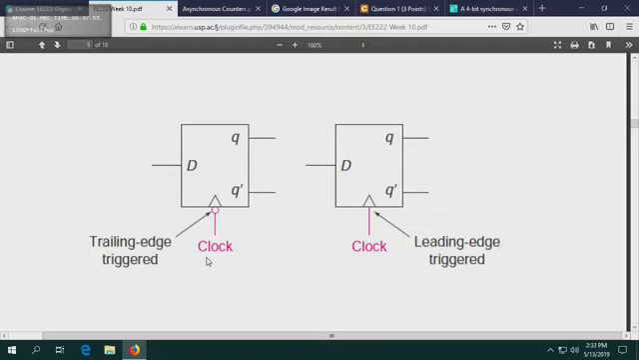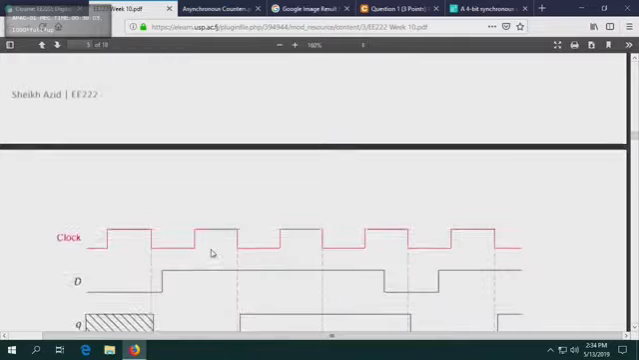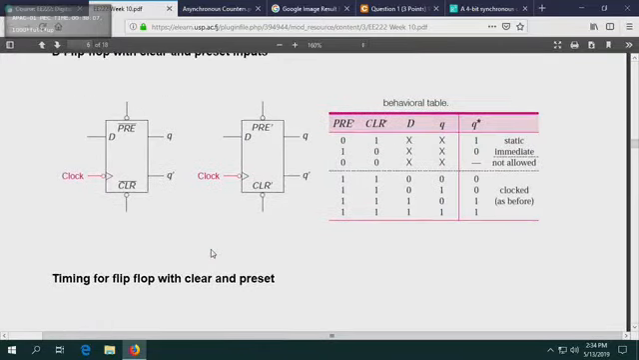What is a trailing edge? What is a leading edge? What is a falling edge? All right. What is a rising edge, falling edge? These are the same names. High to low, low to high transition. What is the preset? What is the clear? These are the two of the same things.